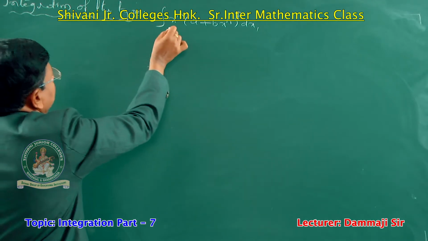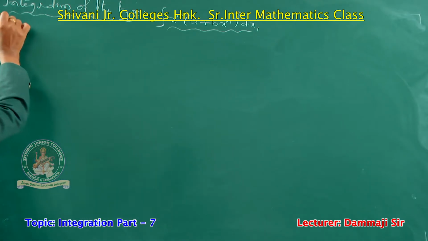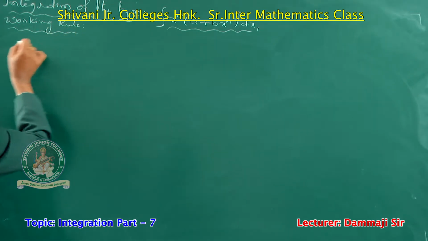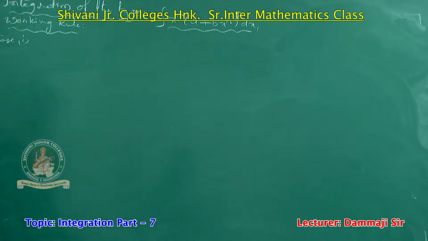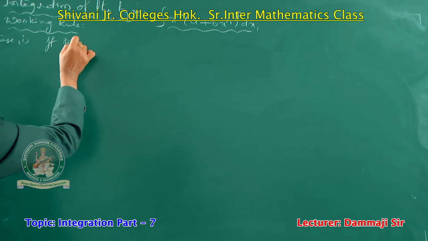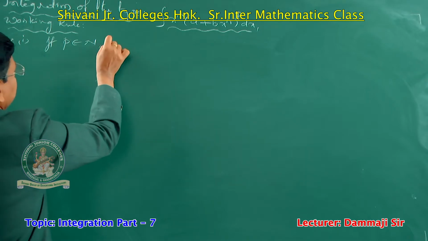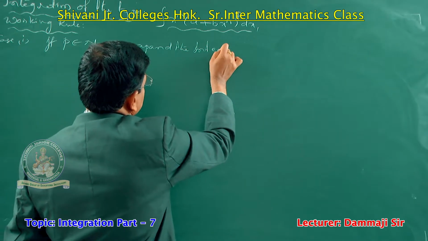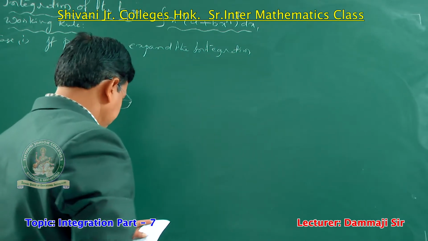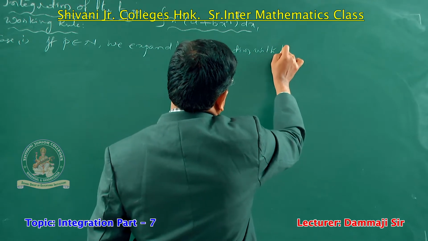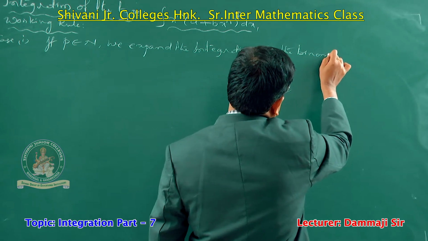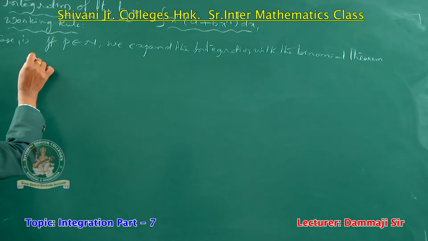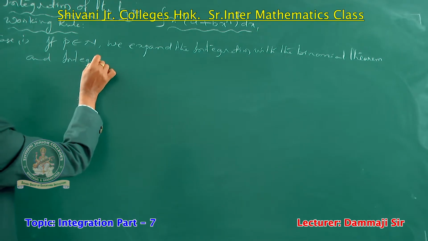Next we have the process, which is the working rule right now. The given problem depends on cases. One of the cases is if p belongs to N, whatever the process, we expand the integrand with the help of the binomial theorem and integrate.